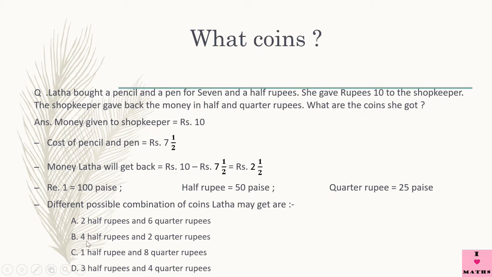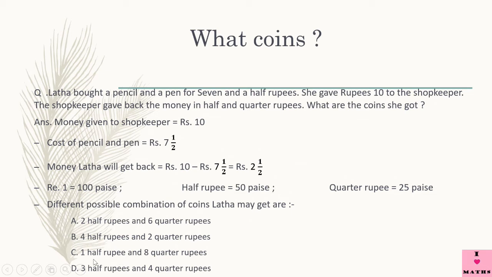B combination is 4 half rupees and 2 quarter rupees. Okay children, 2 half rupees will make 1 rupee. Another 2 half rupees will make another rupee. So 1 plus 1 will be 2 rupees, and 2 quarter rupees will make a half rupee, because 25 plus 25 is 50. Okay.